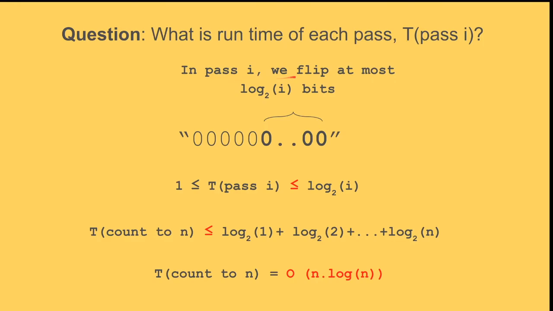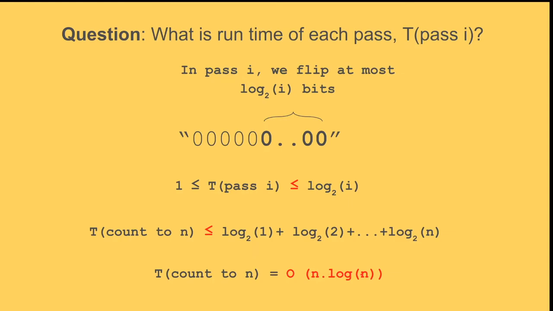Basically, in pass i, we flip at most log 2 of i bits. So if I'm counting, for example, and I have this many bits representing number i, the number of these bits would be log 2 of i. Based on this, I can say T of pass i flips either 1 bit or 2 bits, or at most log 2 of i bits. So again, T of each operation is between two numbers. We don't know exactly what, but being pessimistic or conservative, you can use the worst case and say it's log of 1 for pass 1, log of 2 for pass 2, and so forth. Therefore, T of count to n pessimistically is O of n log n.